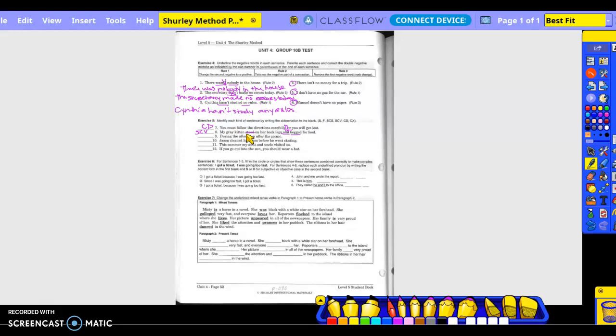Okay, number 9. During the afternoon after the picnic. Fragment. Number 10. Jason cleaned his room before he went skiing. It has the word before in it, so that makes it a what? Complex sentence. Okay, you guys are going to do 11 and 12 for homework. So 4, 5, 6, 11, and 12 for homework. Okay? Make sure your name is at the top of your page.